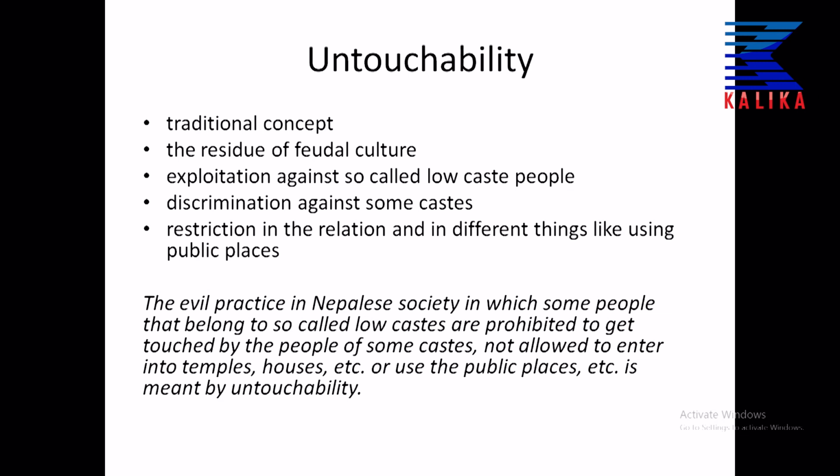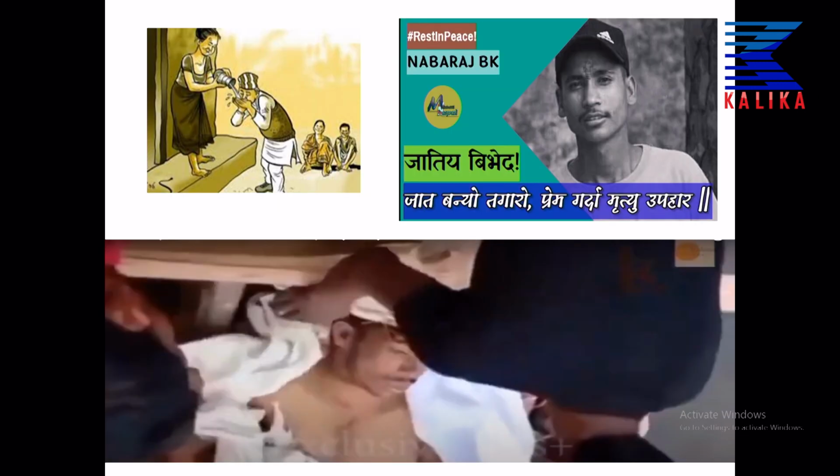The evil practice in Nepalese society, in which some people that belong to so-called low caste are prohibited to get touched by the people of some caste, not allowed to enter into temples, houses, etc., or use the public places, is meant by untouchability. See here the picture. You have seen Navaraj BK's picture here. It was the incident of this untouchability in our society. In Rukum it happened, his dead body is there and a lady is there giving water without touching.